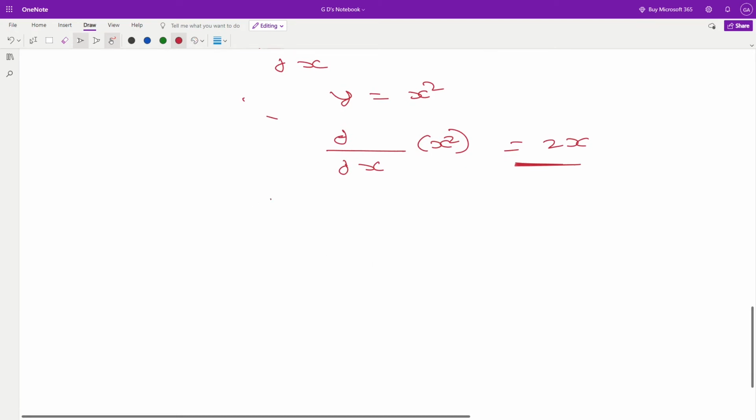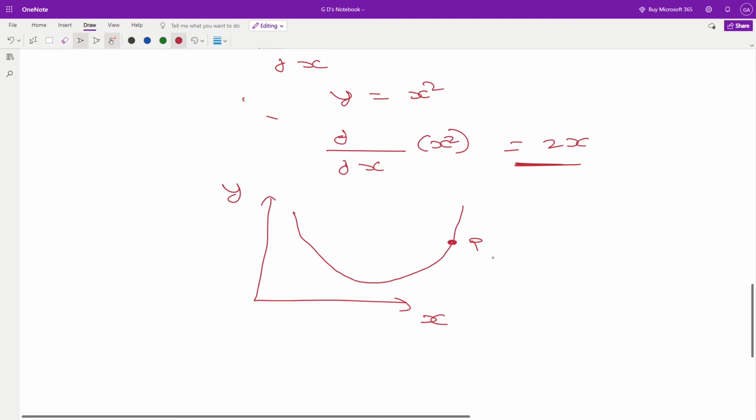For example, let's take the same example here. Let's assume you have a function here. This is the x square function. This is your y, and this is your x. Now I want to find out, at this particular point, the slope of this particular curve. Okay, the slope of this particular curve.